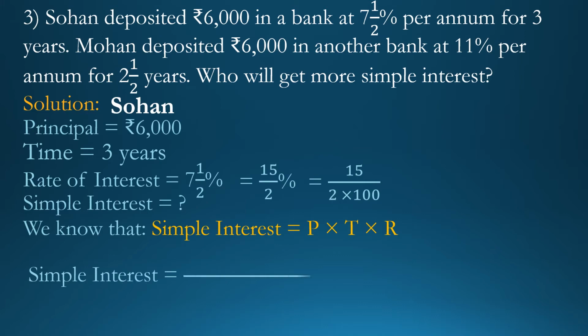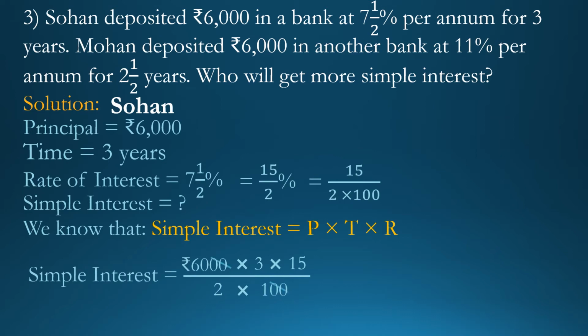Now put the value. See, principal is equal to rupees 6,000. So write down rupees 6,000. Then write the multiplication sign as it is. Time is equal to 3 years. So write down 3. Again write multiplication sign as it is. And rate of interest is equal to 15/2 multiplied by 100. So write down 15/2 multiplied by 100.